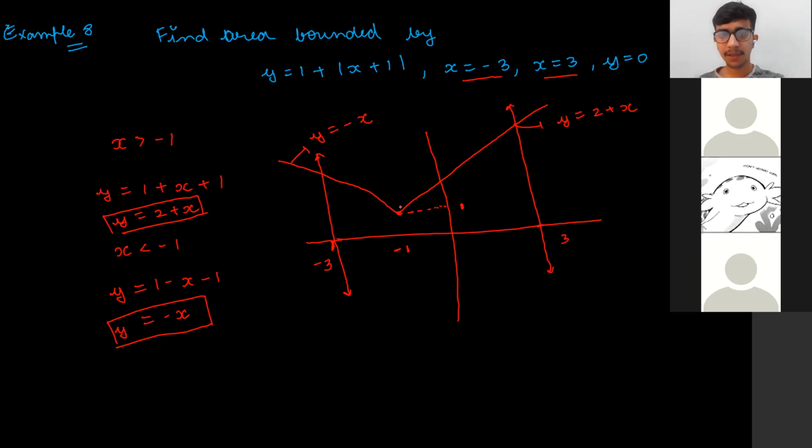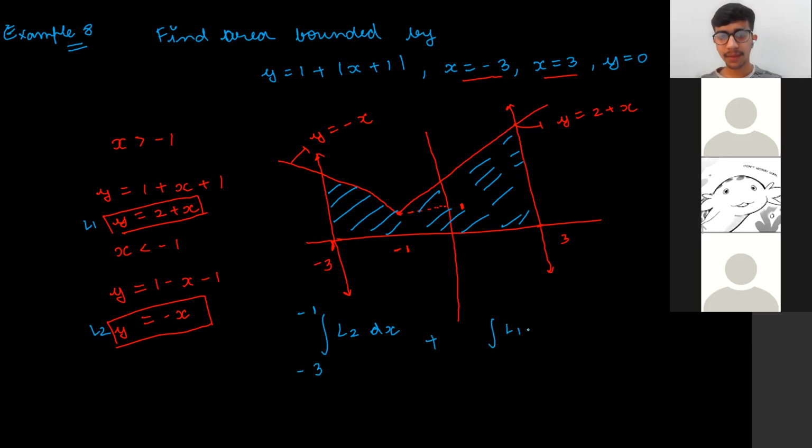So for the whole shape we have to calculate the area bounded by the x-axis. That means you have to calculate this area. If this line is L1, this line is L2, can I say I have to calculate integration of L2 dx from -3 to -1 plus integration of L1 dx from -1 to 3? Yes, sir.